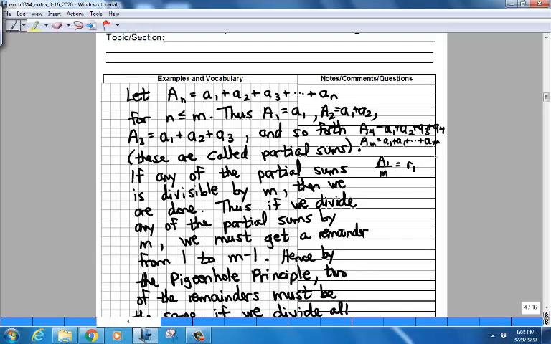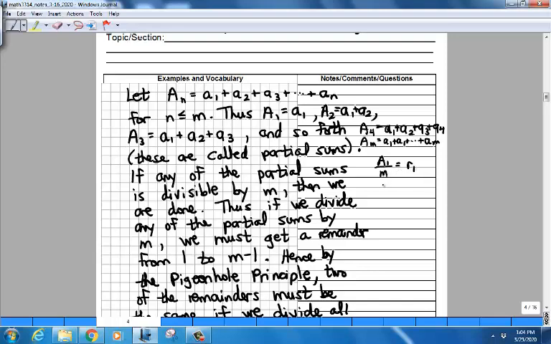And what do you know about r sub 1? It cannot be 0, so it's got to be 1 or 2 or 3. But it cannot be m either, because when you divide a number by a value, your remainder is not going to be any larger than the divisor. So whatever r1 is, it's greater than or equal to 1, but at the same time, it has to be less than or equal to m minus 1. It cannot be as large as m.